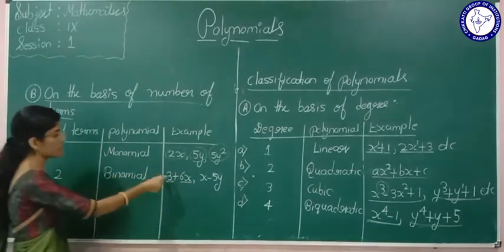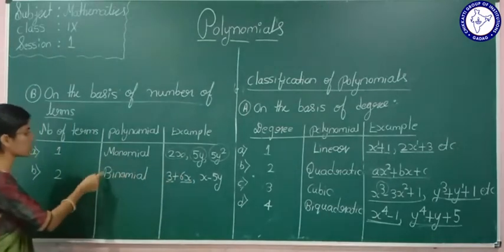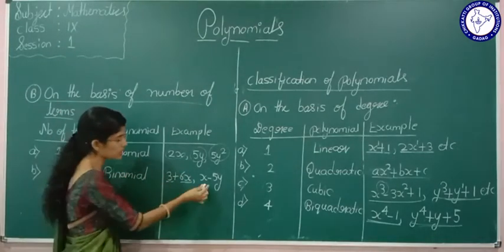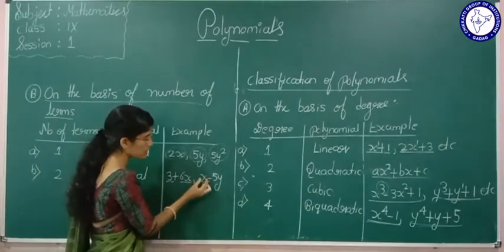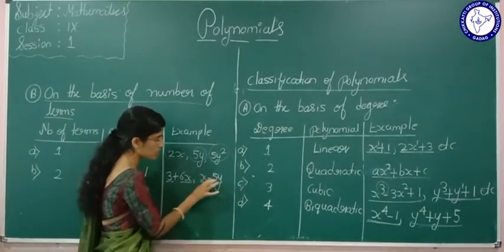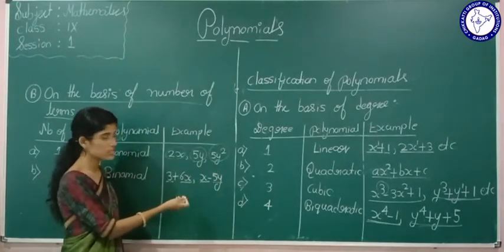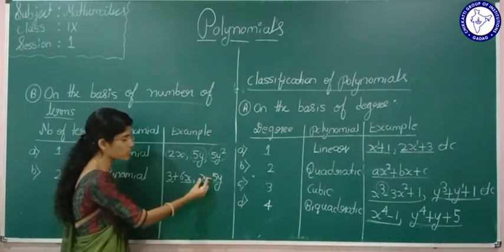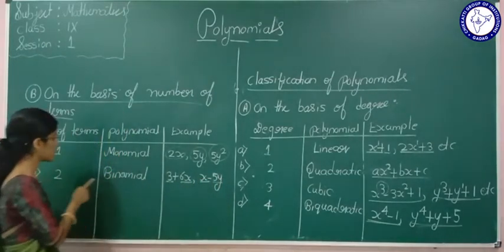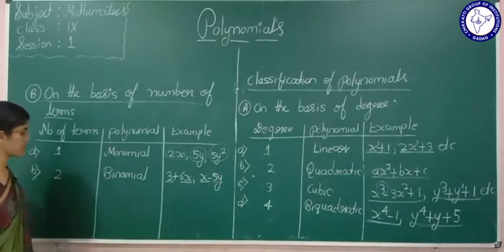A polynomial containing two terms is nothing but a binomial. Now see how many terms are there here. It is here 1 and this is 2. What are the terms of this? That is x and minus 5y. Here two terms are there. Definitely this is nothing but a binomial.